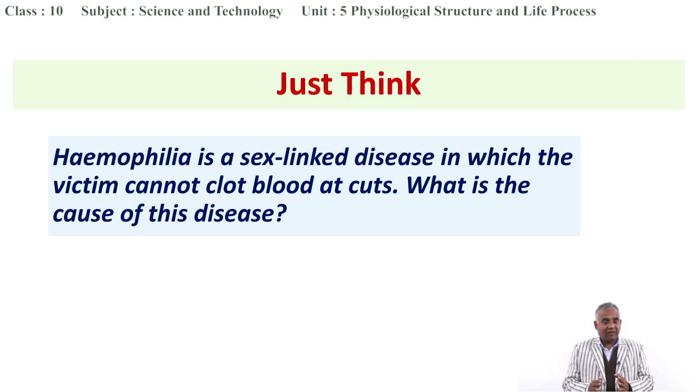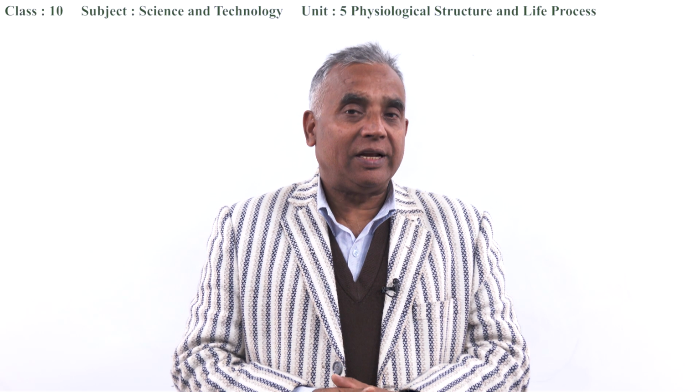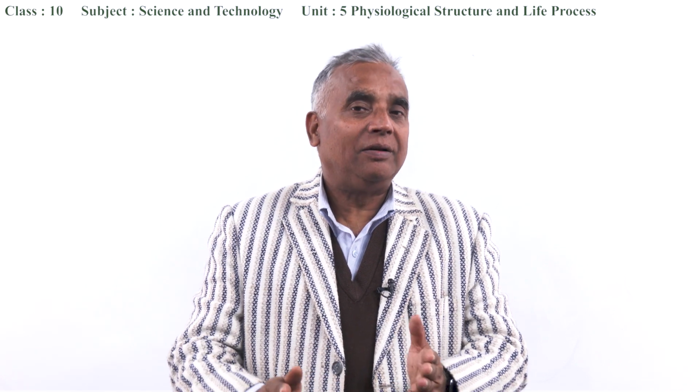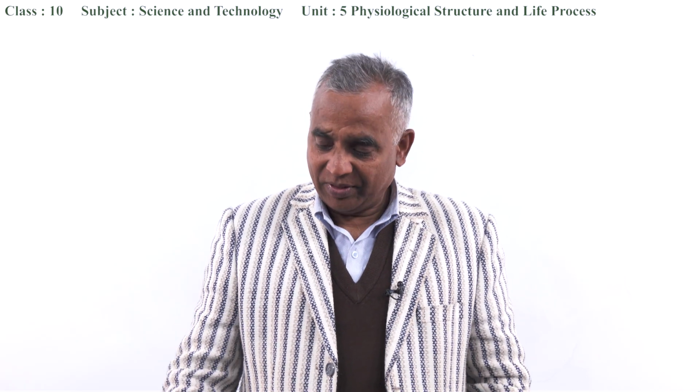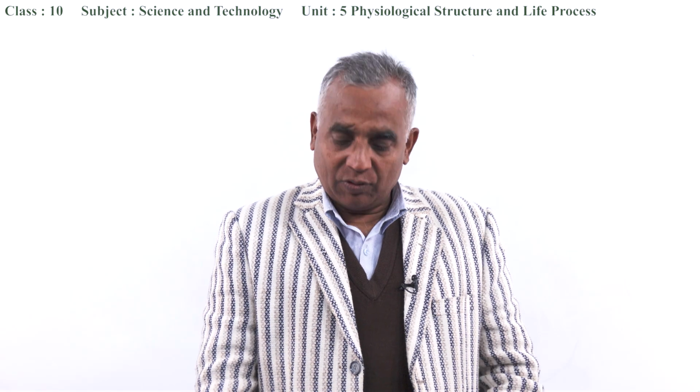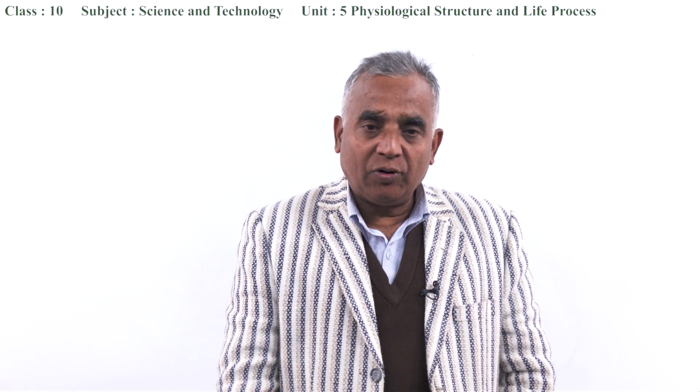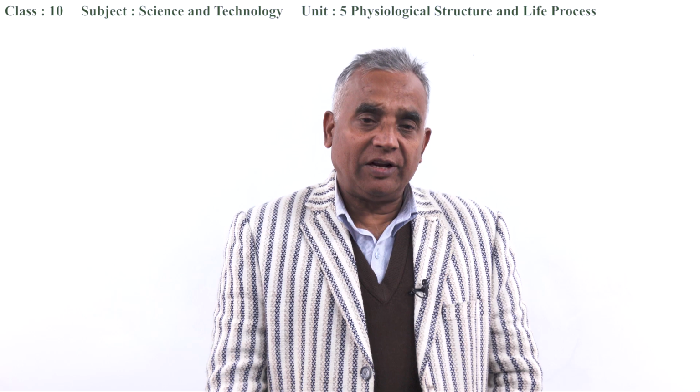You have to link the function of different blood components with it, and if you are not getting the answer, then you will get it during this lesson. But now I will tell you that it is due to deficiency of one type of blood cell. Can you say which type of blood cell? That is thrombocytes, or you can say blood platelets. Yes? Okay.